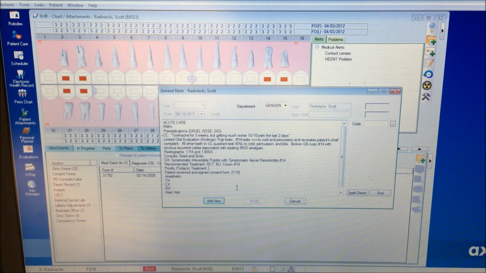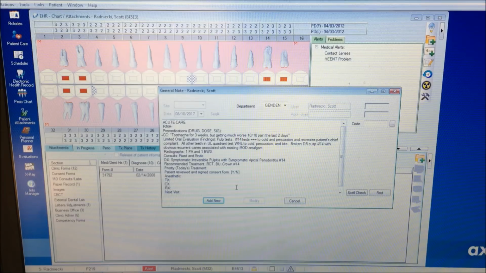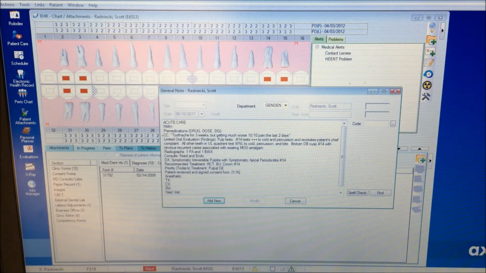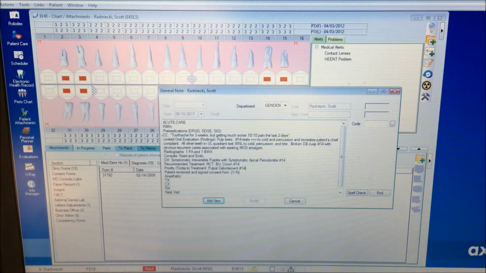options. Say that the patient says, well, I don't want to start a root canal today, or I want to think about it. They could have no treatment that day. They could say, you know what, let's do the pulpal debridement, start the root canal, and go on from there. So let's say that for this we're going to say pulpal debridement today. That could also be something completely different, like extraction.